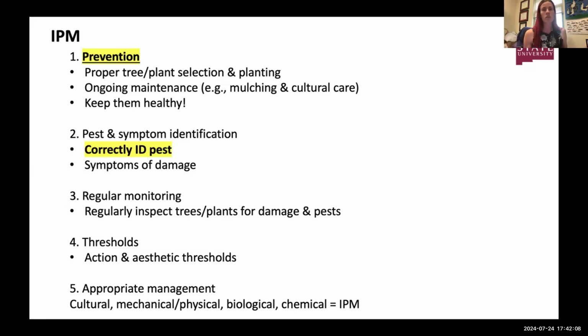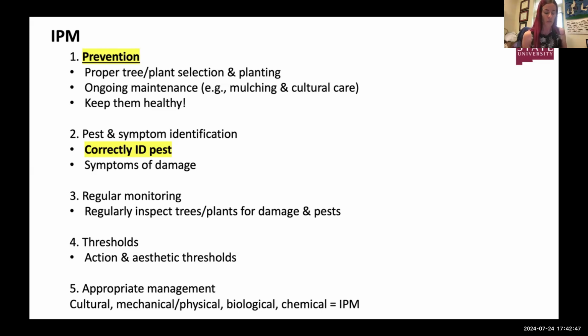Then identification is super important, right? So you might do these preventative things, but even with the best prevention, you can still get pests from time to time. And sometimes we're busy, right? We don't always have the time to go out there and make sure that everything's clean and sanitary and perfect. So identification is super important. Looking at what you're dealing with, correctly identifying your pests, and also looking at signs of damage. Are you seeing leaf feeding on your leaves? Are you seeing insect pupa on the ground? Like, what's going on in your situation?